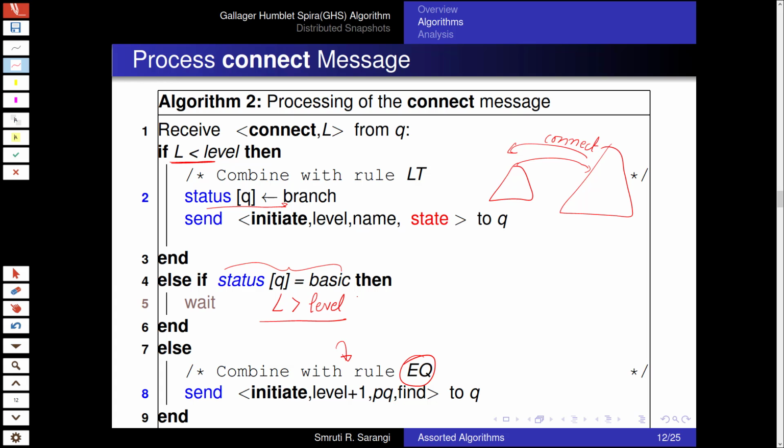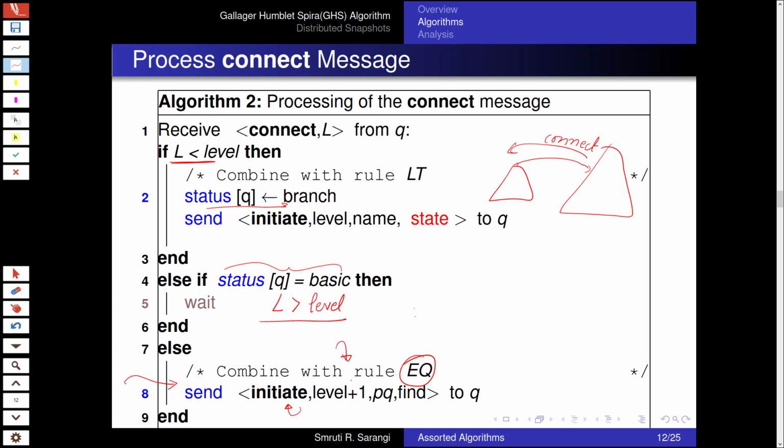And there is no error over here. But it is important to remember this. We might come back to this point. So what we do is that we combine with rule EQ. So for this, we send the initiate message, right? So why EQ will come here is at the moment a leap of faith, but we'll break that. So we send an initiate message.